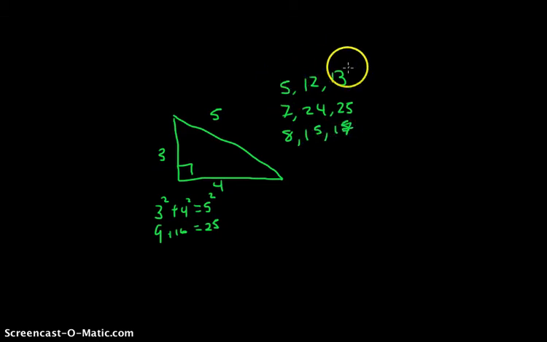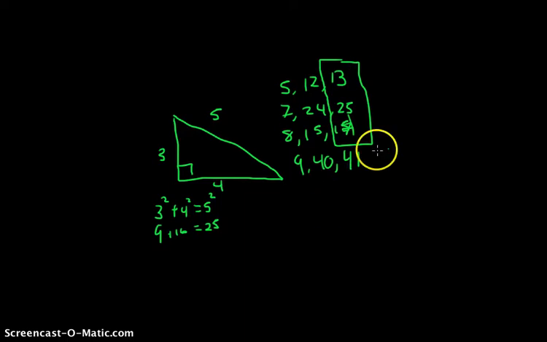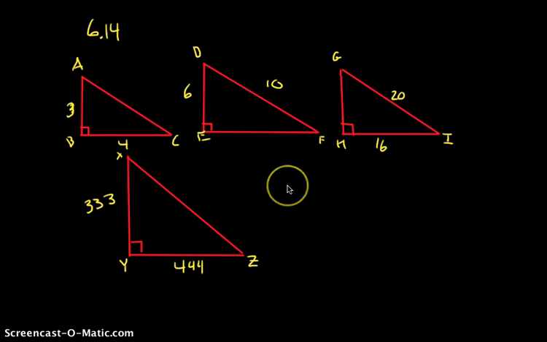This number right here is always going to be the hypotenuse, because remember, in a right triangle, the hypotenuse is the biggest side. So these are the hypotenuses, and these two numbers are the legs. We also have the 9, 40, 41 triangle. These are just some of the common Pythagorean triples that you're going to see, and I'll go over a problem now. I've drawn up problem 6.14, and it's a two-part question.